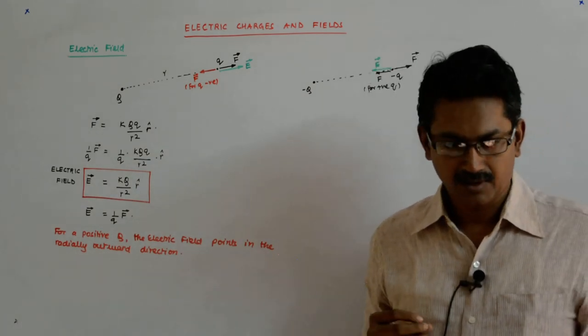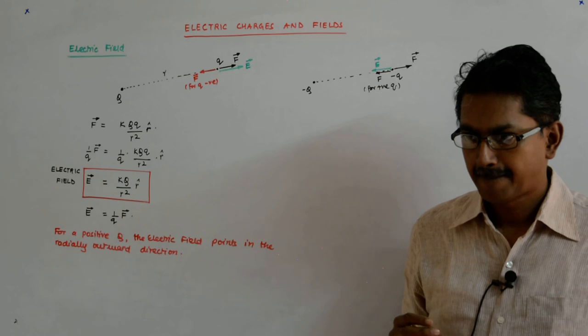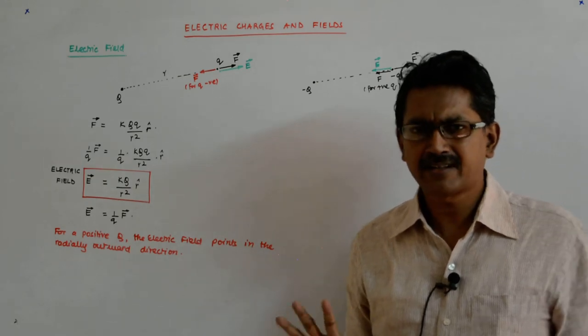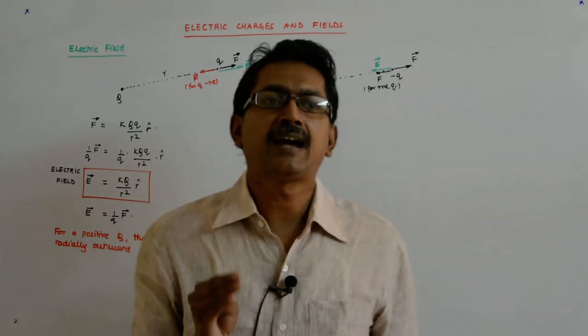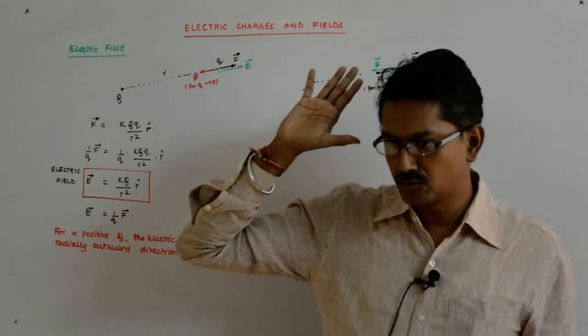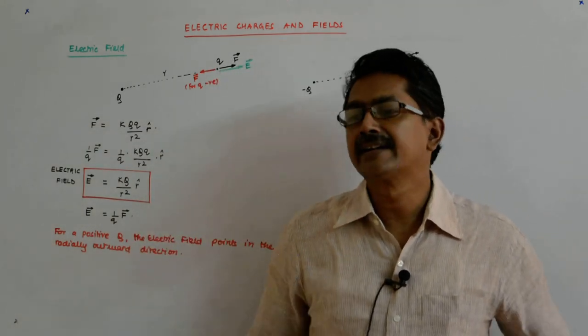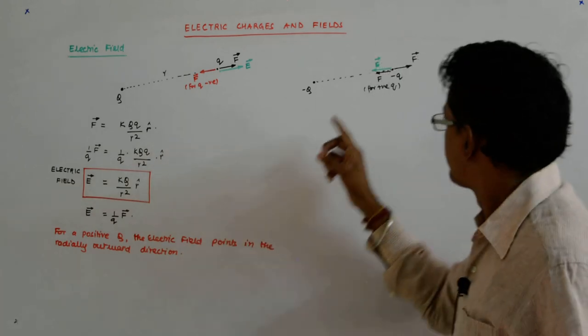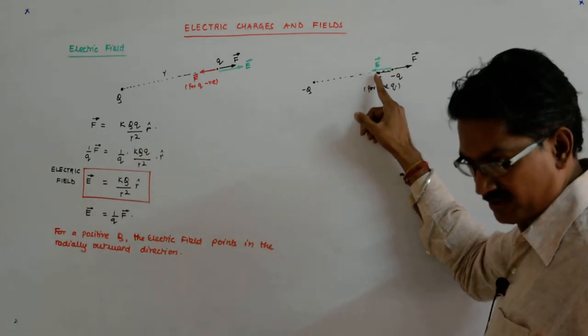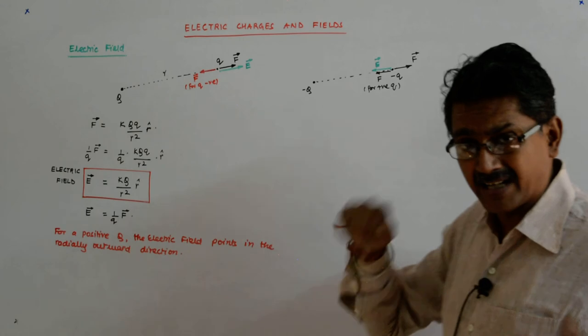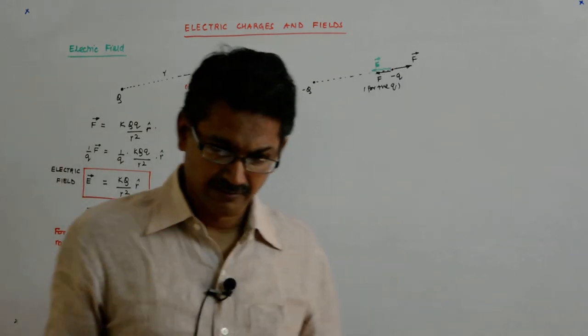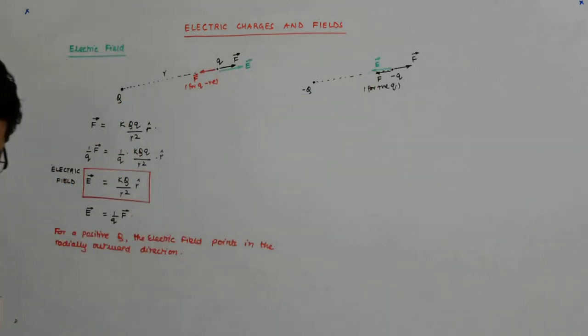Q is positive. Right. So why did we take F positive? Because it's in the opposite direction of the starting. I have not taken F as anything. I have taken F as whatever was our first conclusion. Our conclusion was likes repel and opposites attract. But still, F is positive. The force is attractive. You multiply it by 1 upon Q. 1 upon Q is positive. It keeps the vector in the same direction.